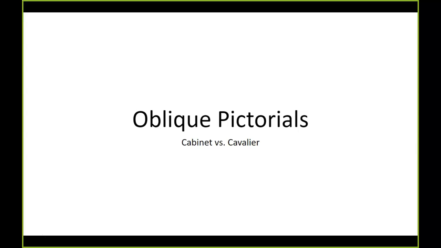Okay, it's also a three-dimensional drawing, but it's different than either of the other two that we've talked about so far. And there are two different types of obliques. There's a cabinet oblique and a Cavalier oblique. We're going to talk about both today and do some examples.